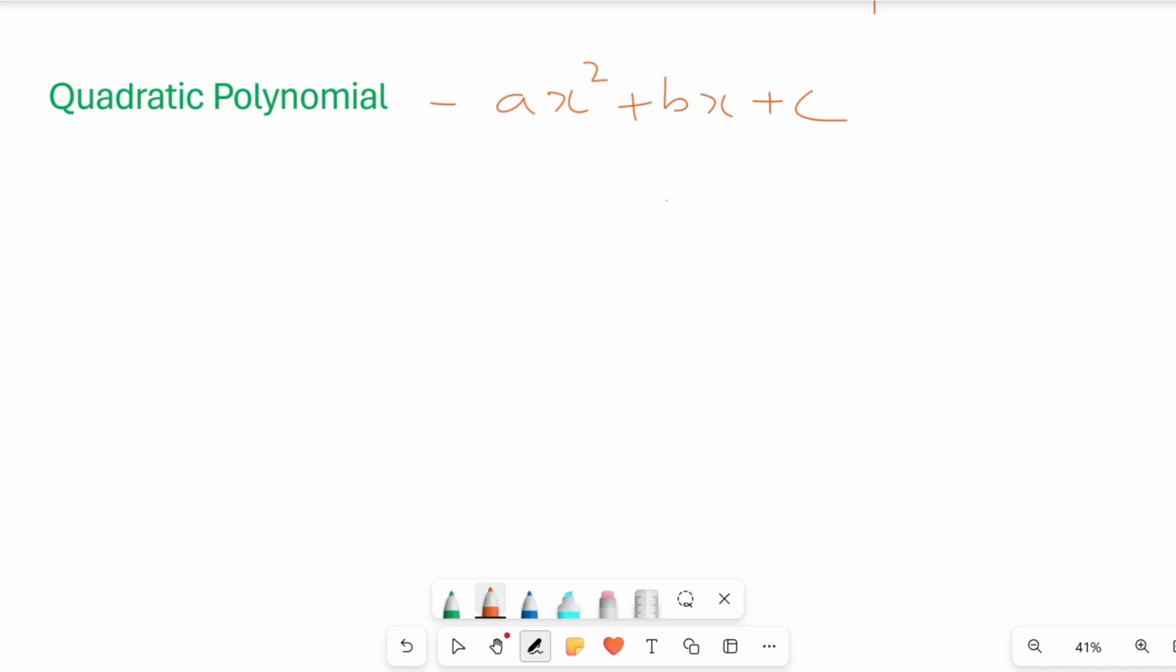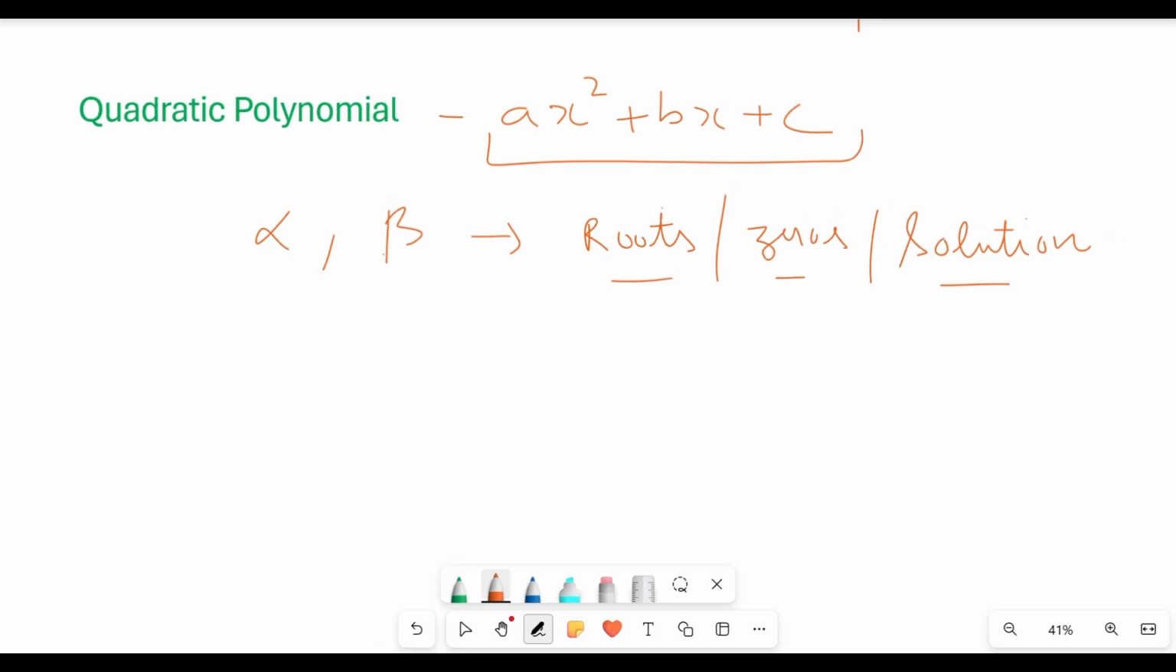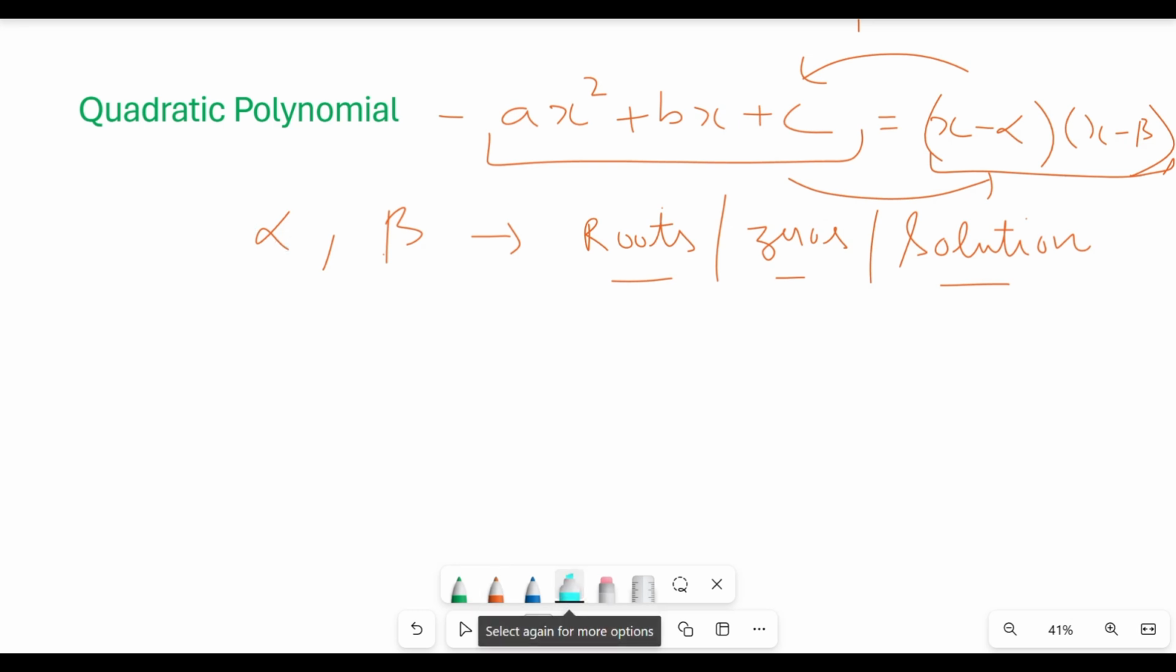Now we have discussed the quadratic polynomial in this chapter in much detail. This is the standard equation. If I say alpha and beta are the roots, the zeros, zeros or solution, these three are synonyms. Though in polynomials we will be using mostly zeros, they are the same thing. So if alpha and beta are the roots, my factors will be x minus alpha and x minus beta, and definitely if I multiply it I should get the polynomial back. The RHS is the factorized form, and the LHS is the simplified form.